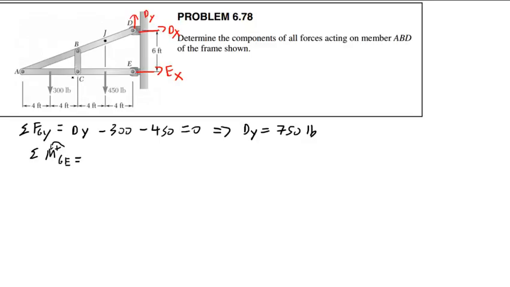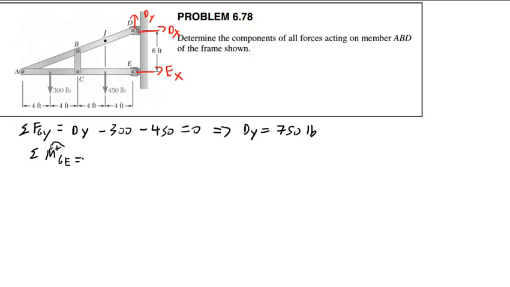The question is, just looking at this, how would we know this is a frame and not a truss? Well, it definitely looks like this member is continuous. It clearly is drawn that way. And also it tells us that it's a frame. So that's basically it.